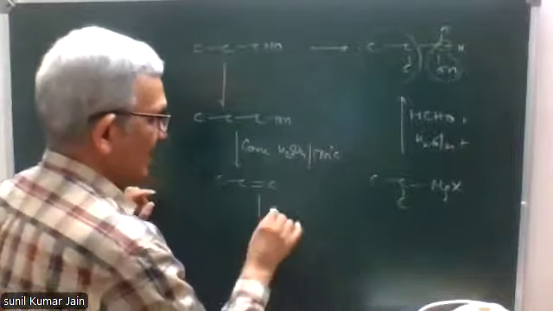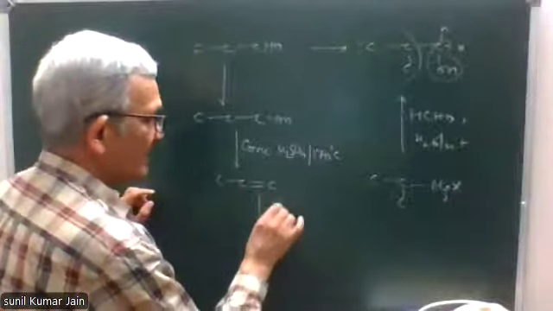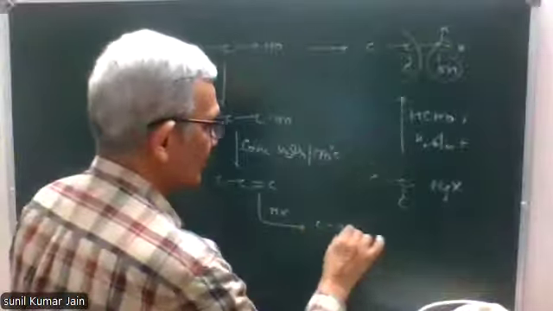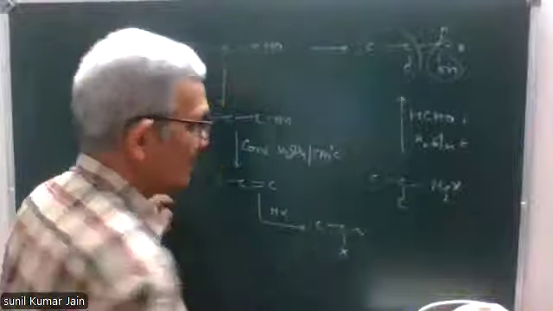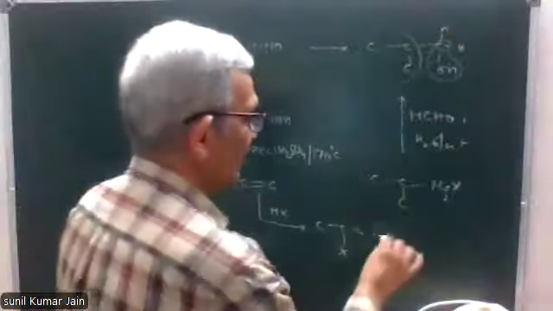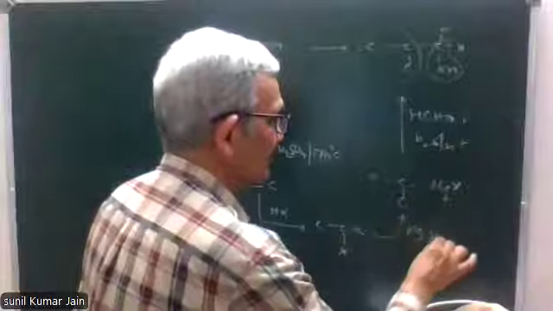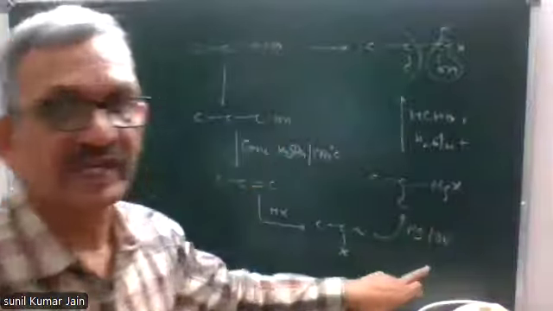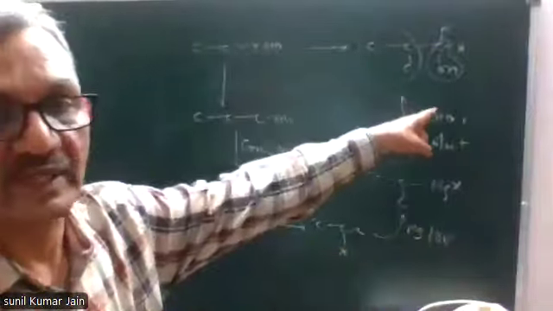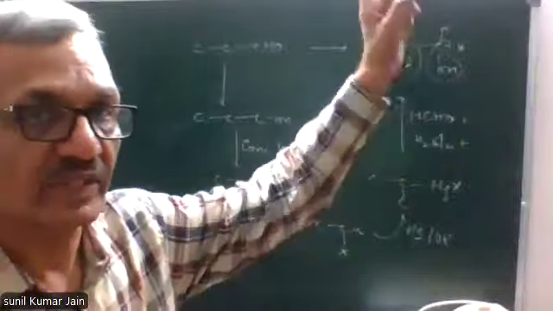After this, add HX, Markovnikov's rule, Markovnikov addition. Then convert into Grignard, magnesium, dry ether. You'll get Grignard, and react Grignard with formaldehyde. You'll get the final product.